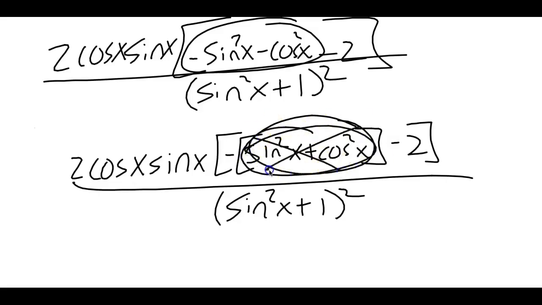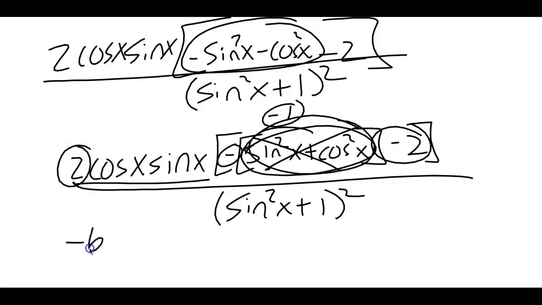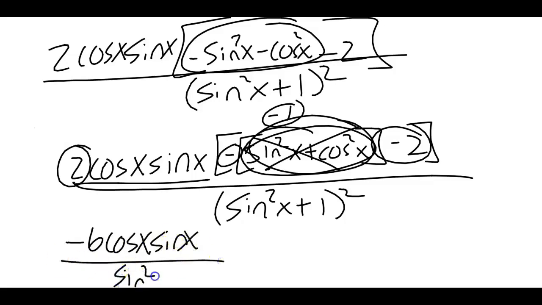So I can replace that with 1. And there's a negative in the front, so don't forget that. So negative 1 and negative 2 is negative 3. And since I'm multiplying that negative 3 times this, just put it with that 2, and we're going to get negative 6 cosine x sine x over sine squared x plus 1 squared.